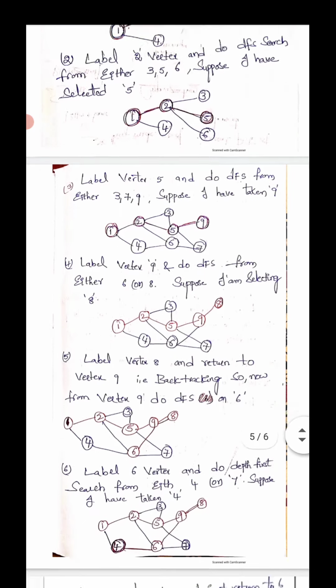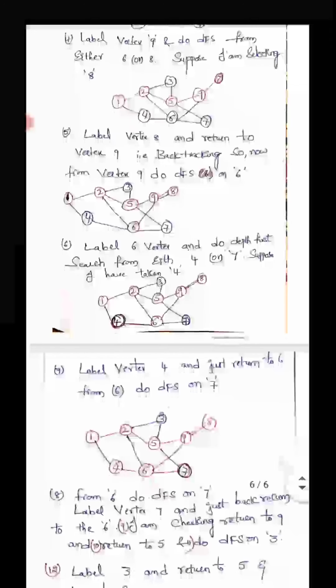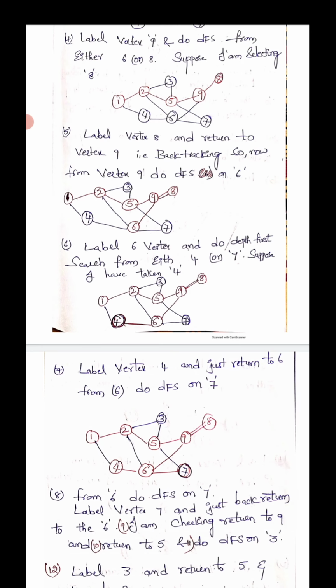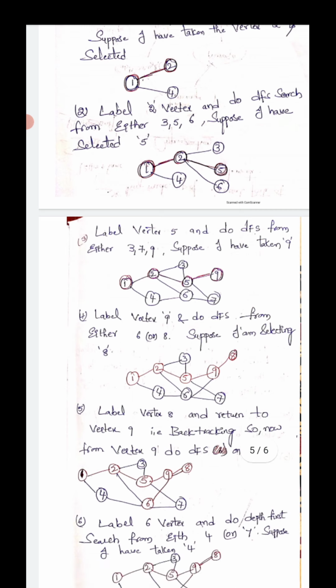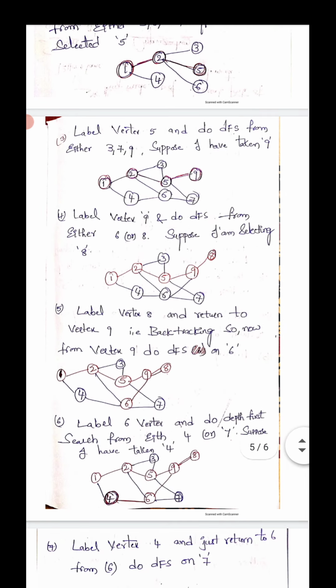Coming to the fifth step, label vertex 8. Before we continue traversing, we have to use backtracking. Already I said in the first page itself, listen carefully: explore as far as possible along each branch before backtracking. Here we need to use the backtracking concept.